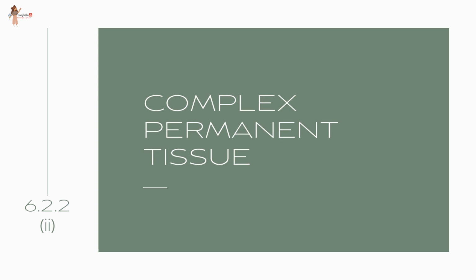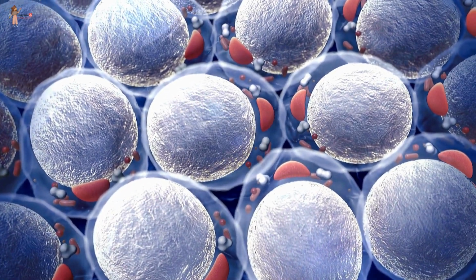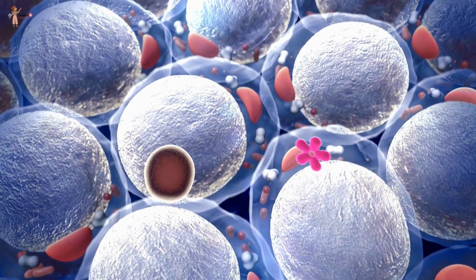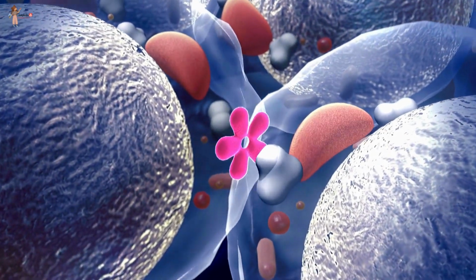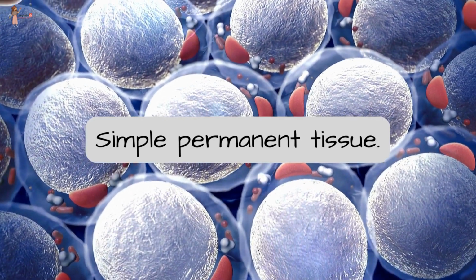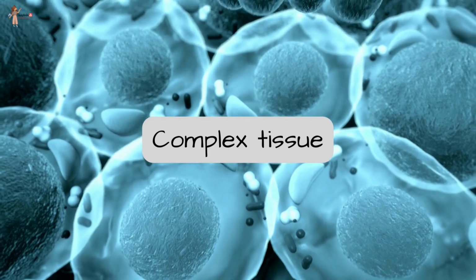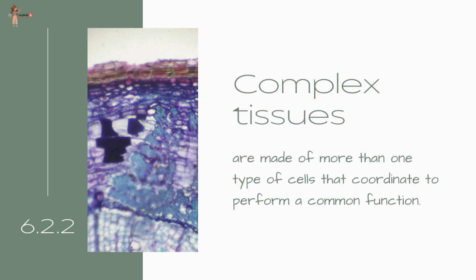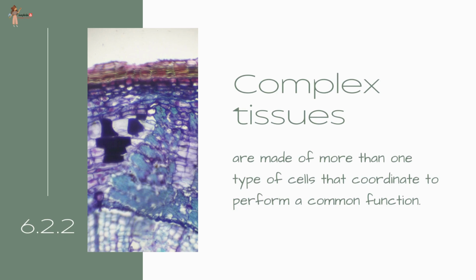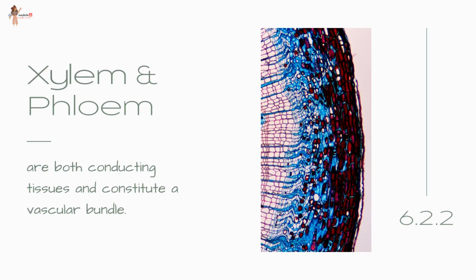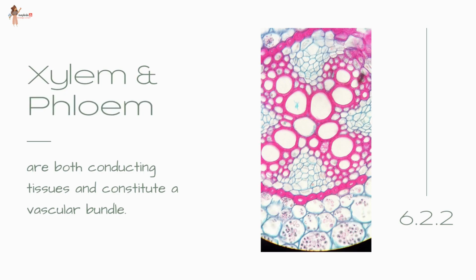Let's see the complex permanent tissue. The different types of tissues we have discussed until now are all made of one type of cells, which look like each other. Such tissues are called simple permanent tissue. Yet another type of permanent tissue is complex tissue. Complex tissues are made of more than one type of cells. All these cells coordinate to perform a common function. Examples of complex tissues are xylem and phloem. They are both conducting tissues and constitute a vascular bundle.